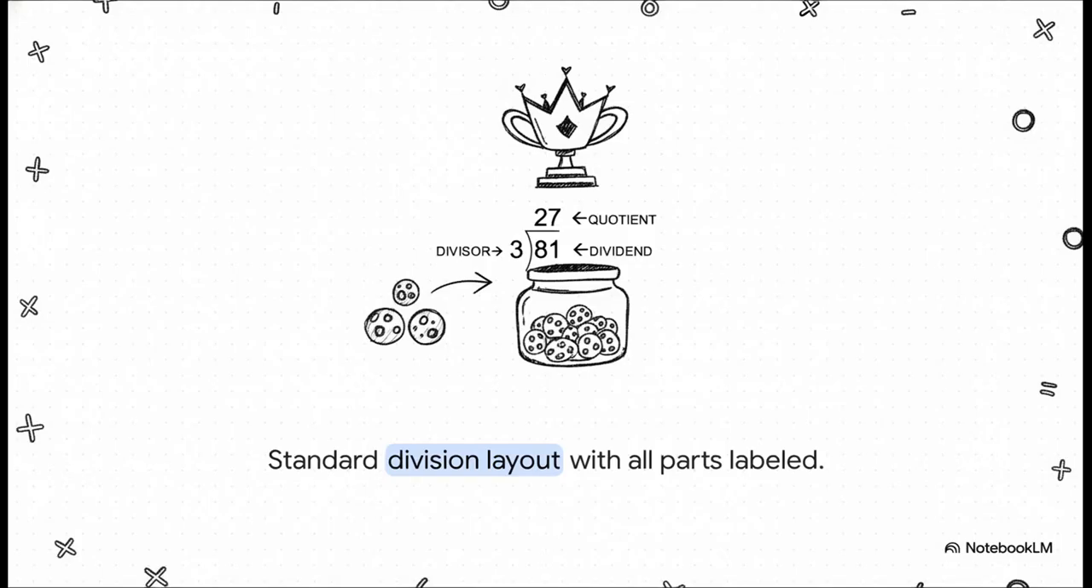Let's apply those terms to a real problem. Say we're asking how many 3s are inside of 81. The 81 sits under the bracket, so that is our dividend, the number being divided. The 3 sits on the outside. That's our divisor, the size of our portions. And sitting proudly on top is 27, our quotient, the final answer. Understanding these labels really keeps you from setting up complex problems backward.